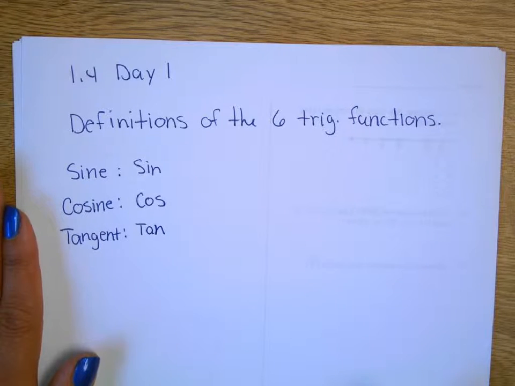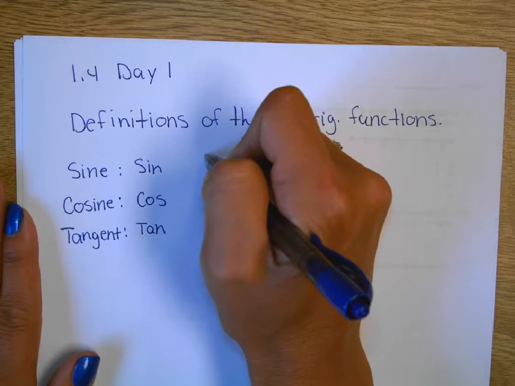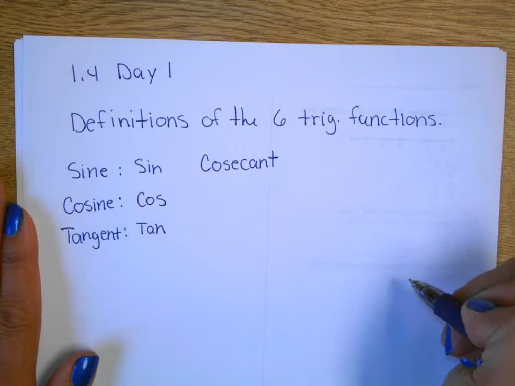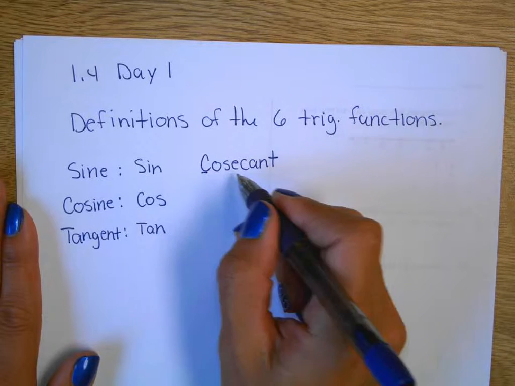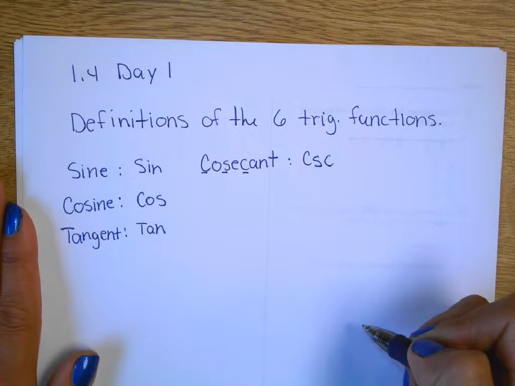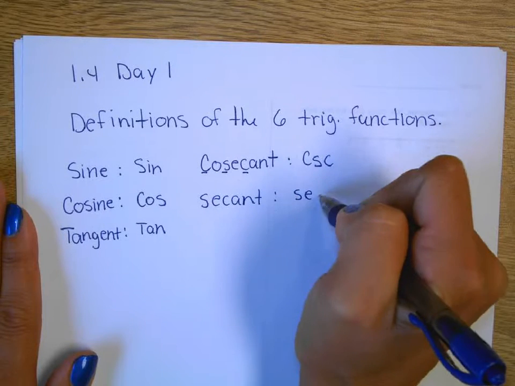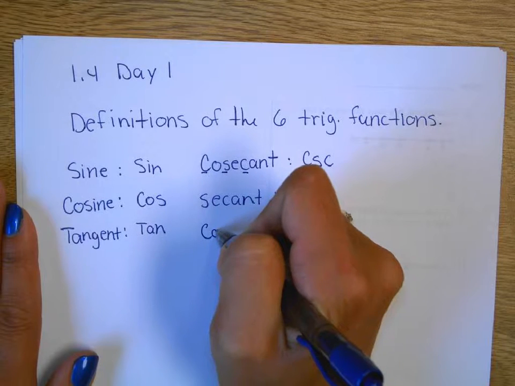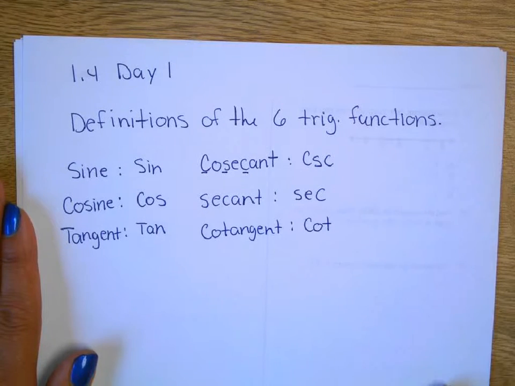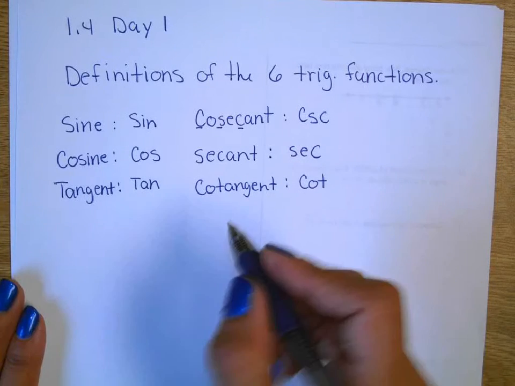Okay, the other 3, and I'm going to write them right across because there's going to be a relationship to them. So with sine, one of the other functions is cosecant. The abbreviation for cosecant is C-S-C. That word just looks like a train, right? Then there is secant, S-E-C, and then cotangent, C-O-T. Okay, so what are these trig functions? These are the trig functions.